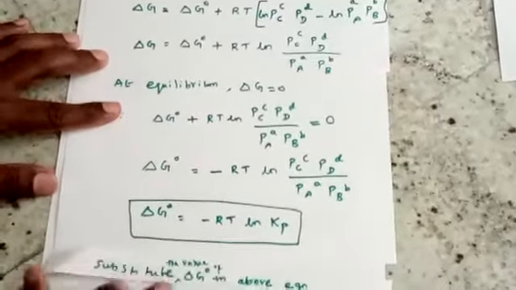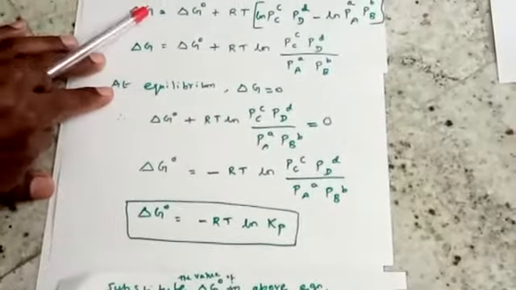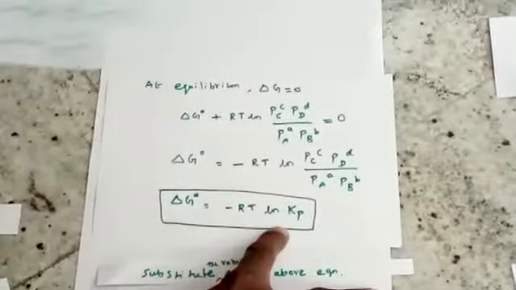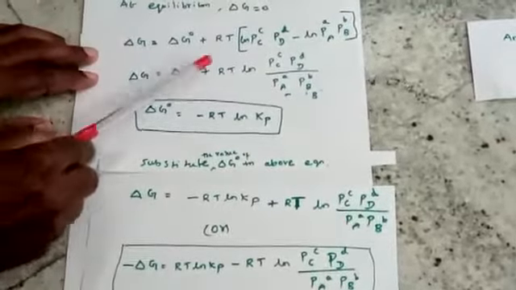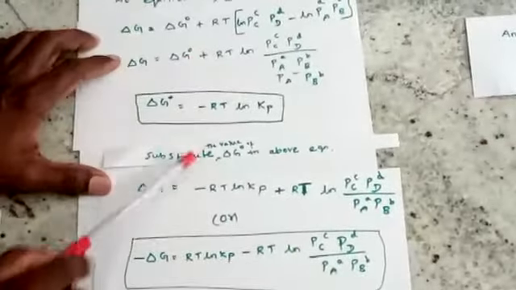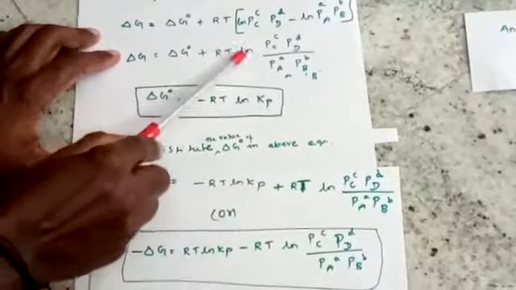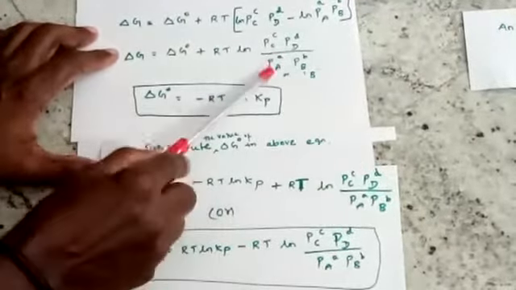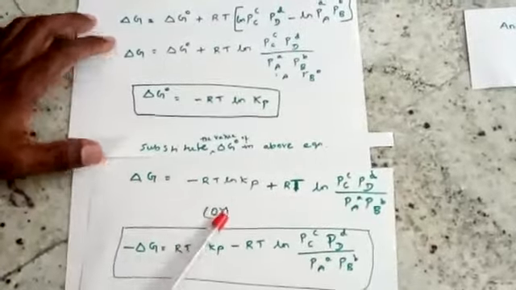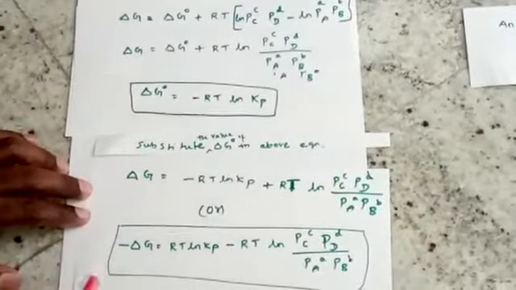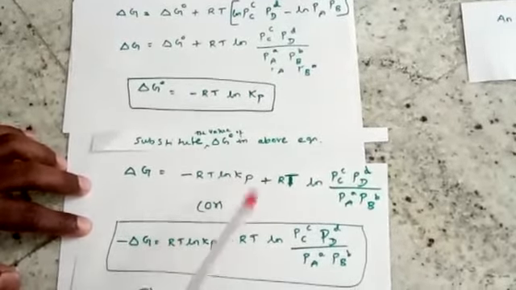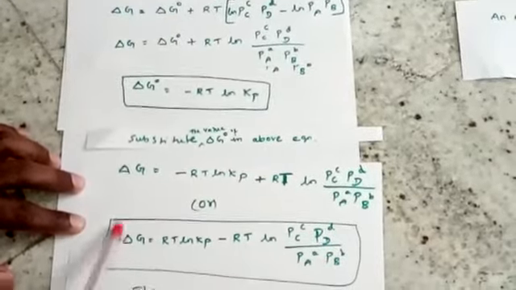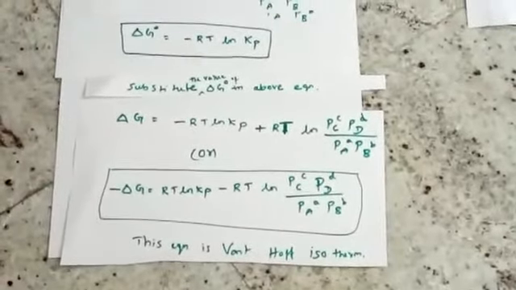Now substitute the value of delta G naught in the above equation. We will get delta G is equal to delta G naught, and instead of delta G naught we substitute minus RT ln Kp, plus RT ln PC to the power c, PD to the power d by PA to the power a, PB to the power b. Otherwise you can multiply throughout by minus 1. This equation is called the Van 't Hoff isotherm. Thank you.